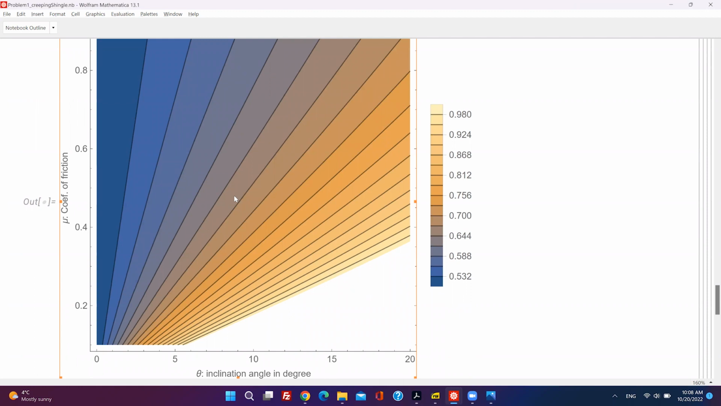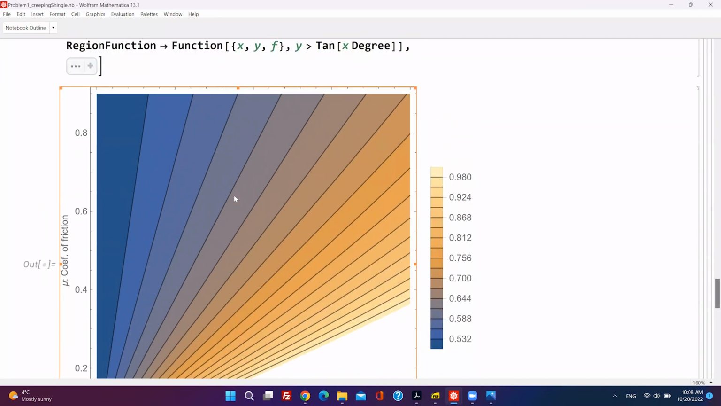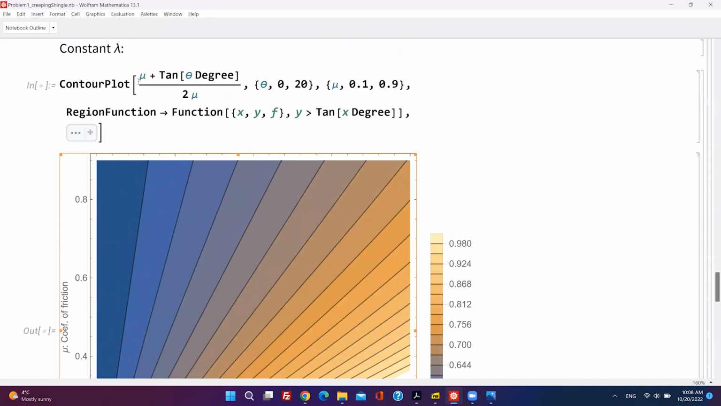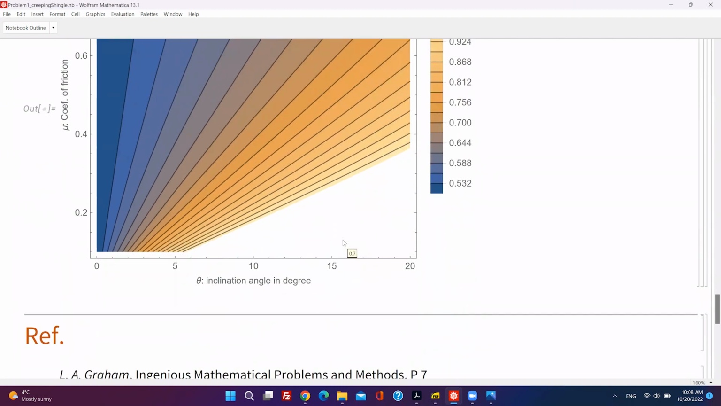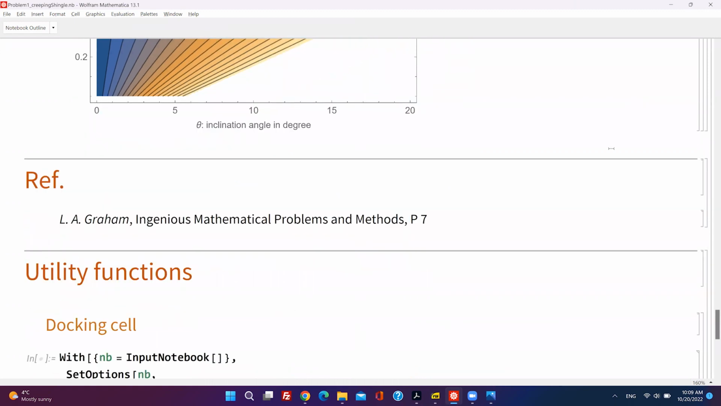We use a contour plot to show this kind of family of curves. And this can be done very easily in Wolfram Language. You just use ContourPlot to make it happen. And it gives you a very beautiful plot about the mechanics behind this type of thermal expansion, okay? Okay, this is the first problem.